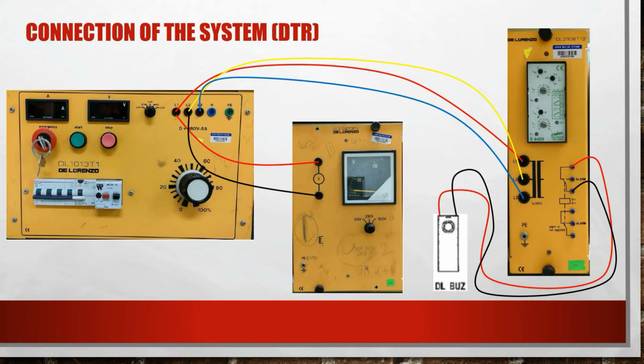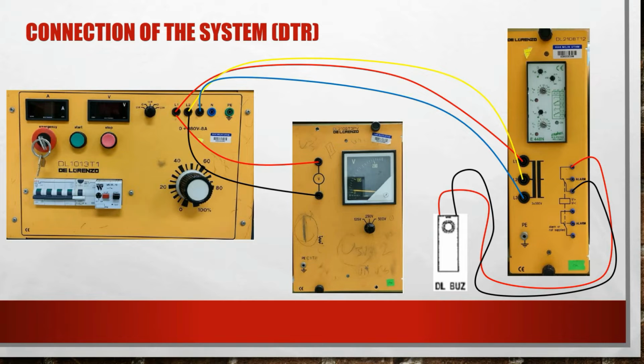When it gets to a point, the buzzer will alarm, and at this time we can take the reading of voltage operating. After that, slowly decrease the voltage until the alarm turns off, and then take the reading of voltage release. This is for over voltage.